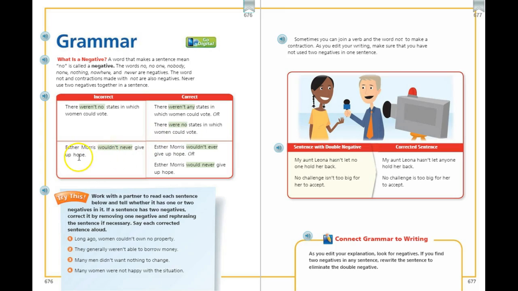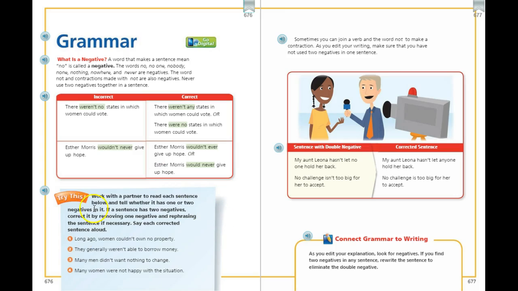Here's another double negative. Esther Morris wouldn't never give up hope. We have the contraction with not and a negative word. Instead, here's the correct way. Esther Morris wouldn't ever give up hope. Or you could say Esther Morris would never give up hope. All right, you can clearly hear that double negatives, two negatives together in a sentence, do not sound right.